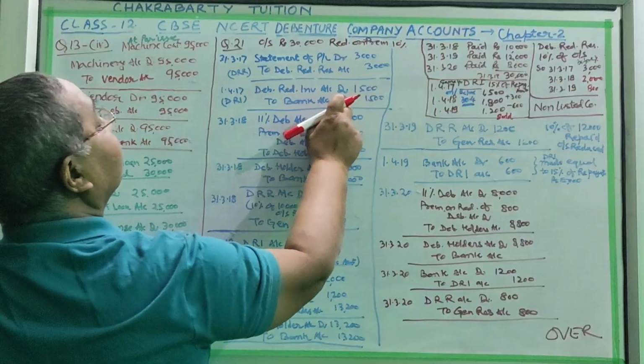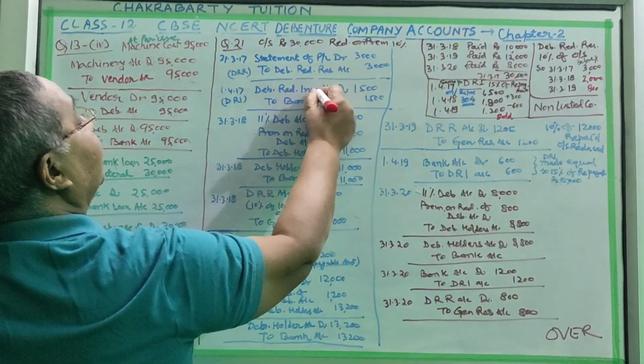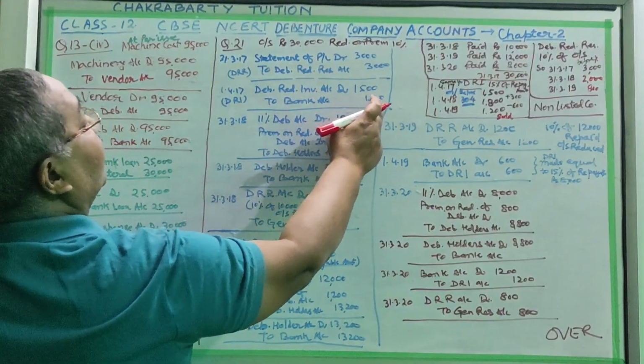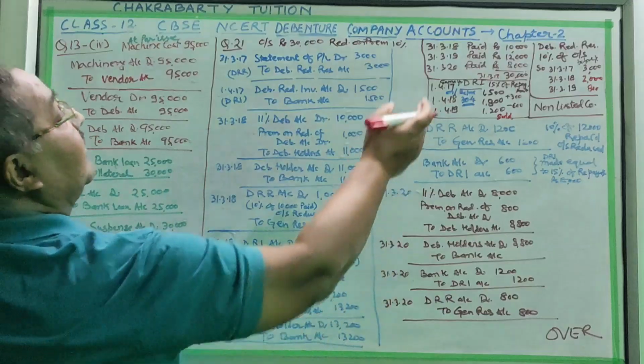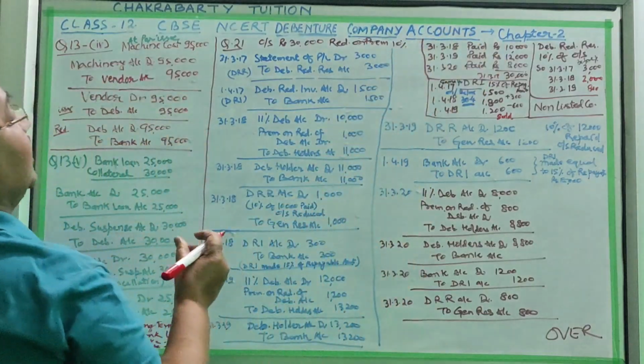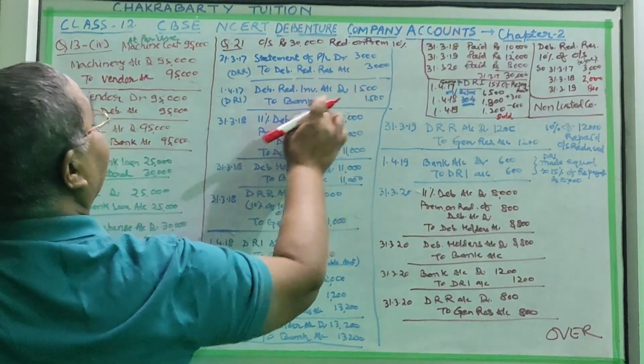Debenture redemption investment: you will purchase from the market by the bank account. 1,500 you will purchase, because you have to pay 10,000 rupees. So 15% of 10,000 you will purchase.